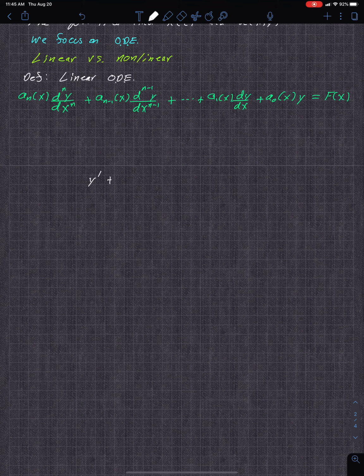Okay, so y prime plus cosine x times y equal to e to the x. Next, y prime plus y squared equal to 1. We're going to classify these. And then y double prime plus cosine x times y prime equal to sine x.